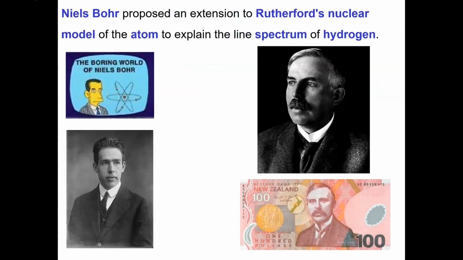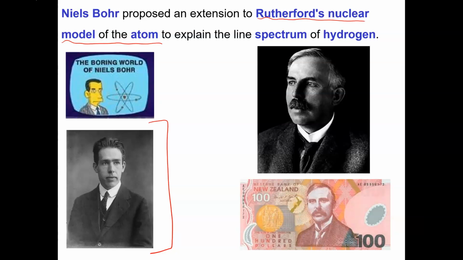So Niels Bohr did something very clever. He took Rutherford's nuclear, sort of planetary model of the atom, and he applied to it what he had learned from Planck and Einstein to develop an equation that could explain the line spectrum of hydrogen. Now, Niels Bohr was pretty young when he did this, so he's doing very advanced physics about fundamental things concerned with the structure of atoms and the nature of matter at a really quite young age.